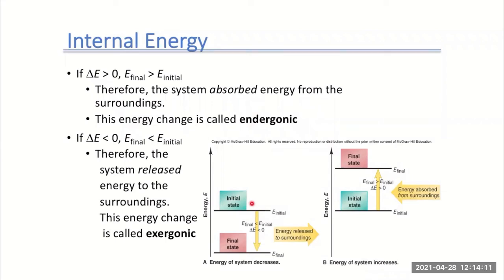If it does the opposite and it starts at a higher energy state and goes to a lower one, it releases the energy to the surroundings. And that's an exergonic process. So that's where E final is at a lower energy state than E initial. So it's going to give off the energy to the surroundings.